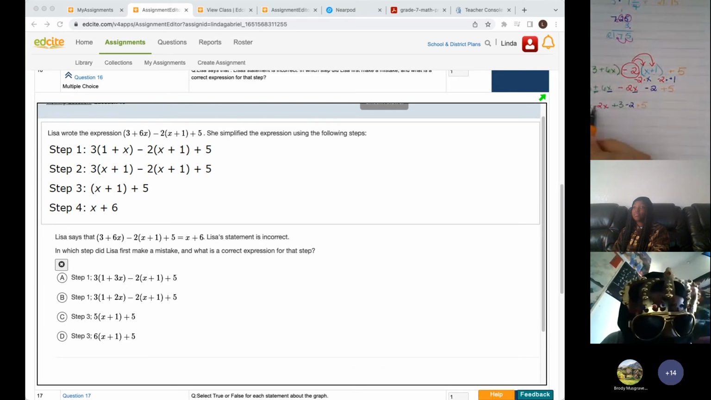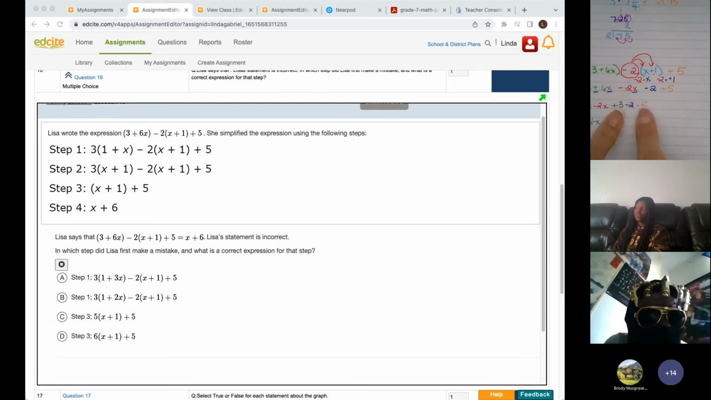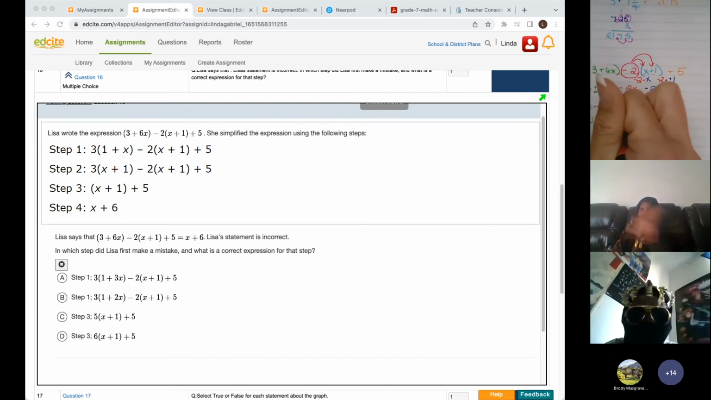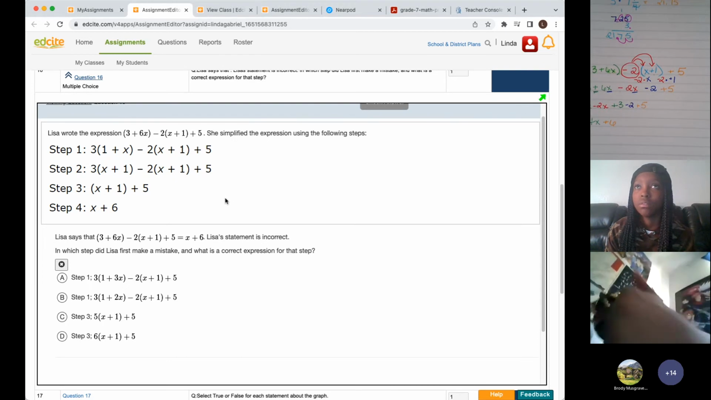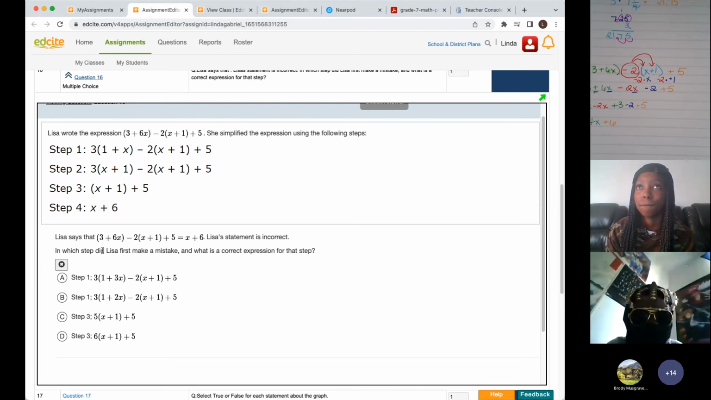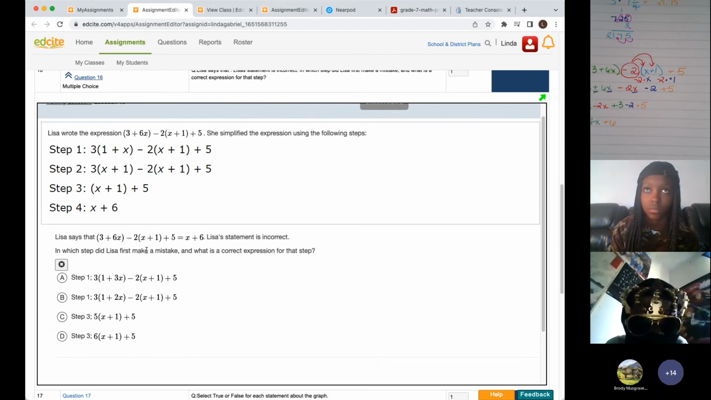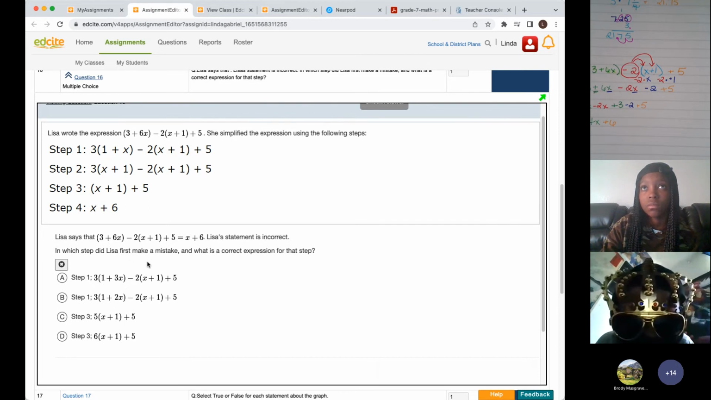So with 6x minus 2x, that will give me 4x, positive, right? Then I have 3 minus 2, which will give me 1, plus 5 will put me at 6. So I have 4x plus 6. All right, so now we're looking here at, Lisa says that the 3 plus 6x minus 2 parentheses x plus 1 plus 5 is equal to 6x plus 6. Lisa's statement is incorrect. So in which step did Lisa first make a mistake?